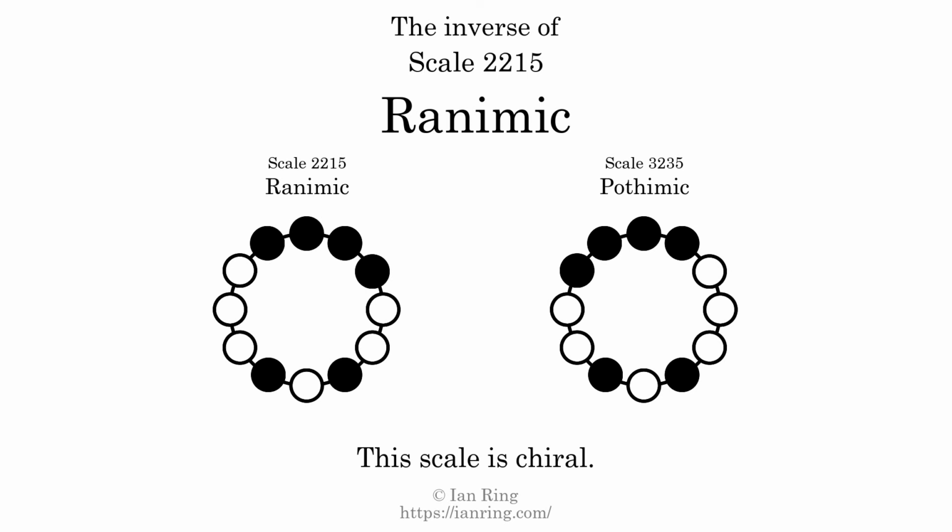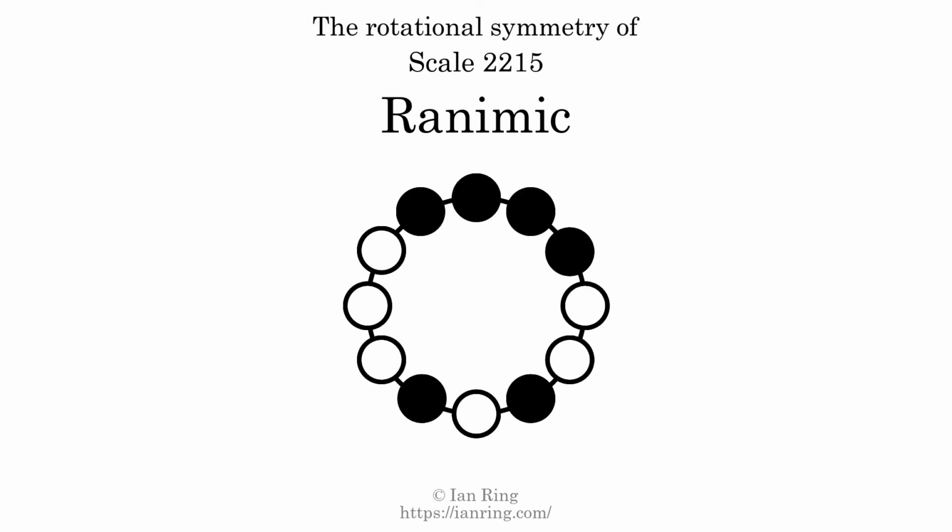The inverse of a scale is a mirror image. It is what you get when the sequence of intervals is reversed. The inverse of this scale is scale 3235, also known as pathemic. This scale is chiral. It cannot transform into its inverse by rotational transformation.